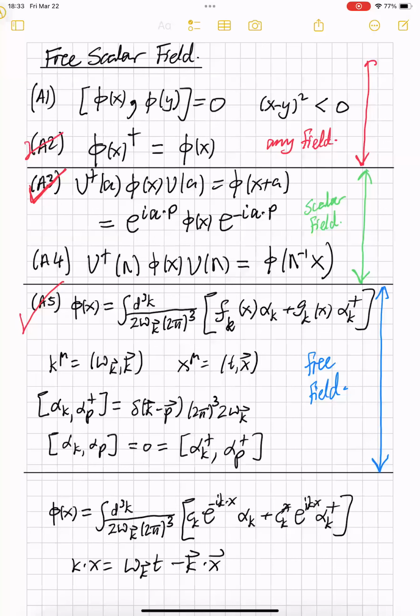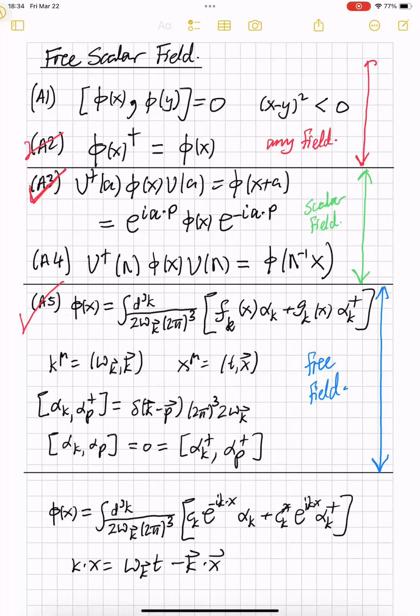Okay, so we have slowly been implementing these different assumptions. Assumptions 2, 3, and 5 have been used to get the form of the scalar field shown on the page below. What we're going to try to do now is use assumption 4 and see what it tells us. In fact, it's going to be able to fix the k dependence of these constants ck and ck star. So let's see how that will happen.